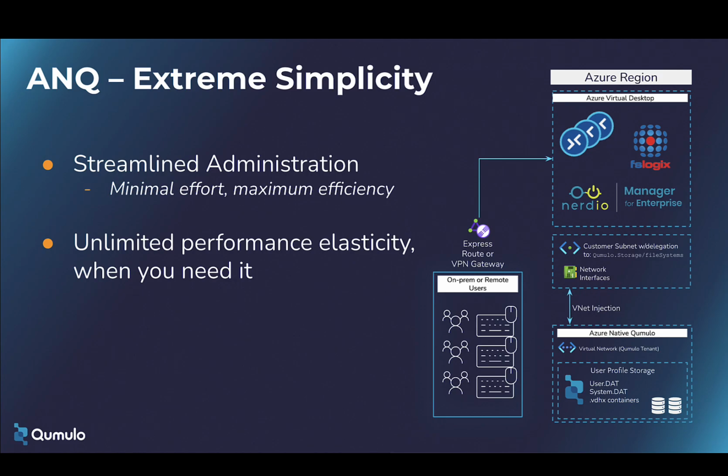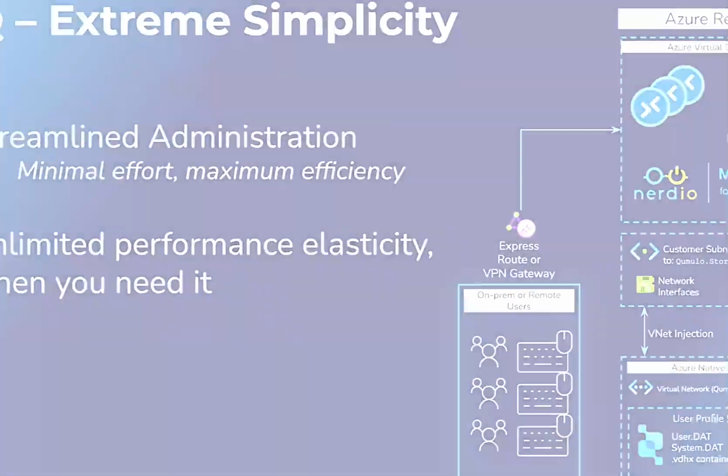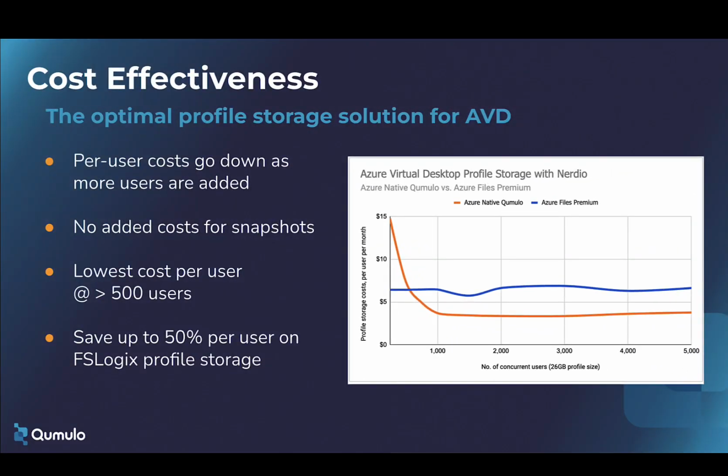What do we mean by unlimited performance elasticity? Well, that's due to the architecture. Azure native Qumulo is a true scale-out file system designed specifically to run in the cloud. You can dynamically increase IOPS and throughput within minutes without the need to rebalance the data. From a cost perspective, like any true cloud service, you only pay for what you use. You don't have to pay for unnecessary file system overhead to keep the file system performing. That's built into our architecture.